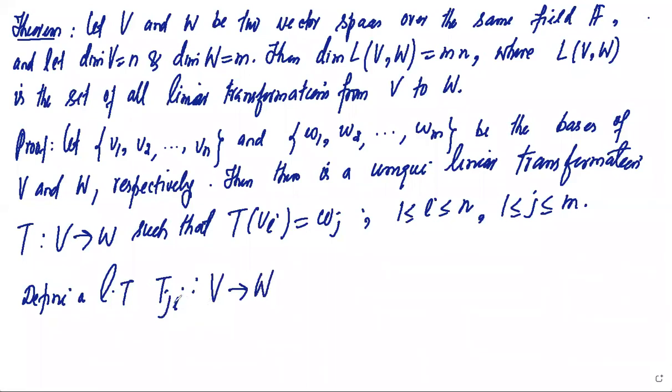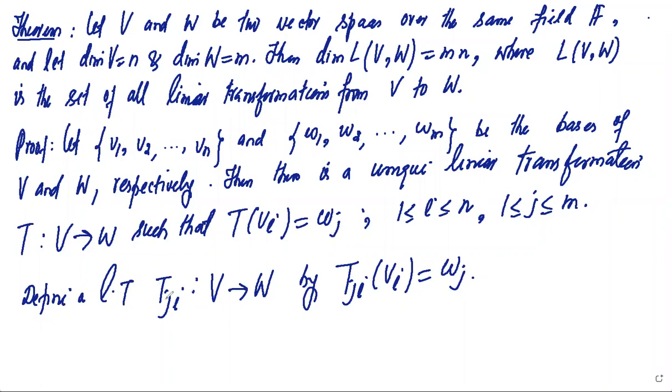So Tji हमने इसलिए mention किया because now this j will vary over the basis of W, and this i will vary over the indices of the basis of V, so that we will get mn number of transformations. So then Tji from V into W by Tji of Vi is equal to Wj. तो जो यहाँ पे हमने स्टेटमेंट लिखा, ये स्टेटमेंट हमने जस्ट लिखा to recall that theorem that there is a unique linear transformation from V into W which satisfies T of Vi is equal to Wj for some fixed i and this fixed j.